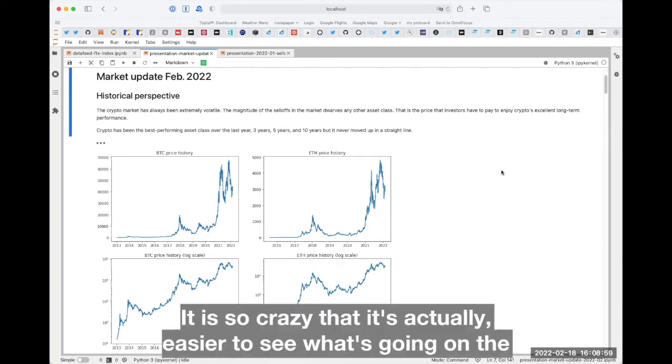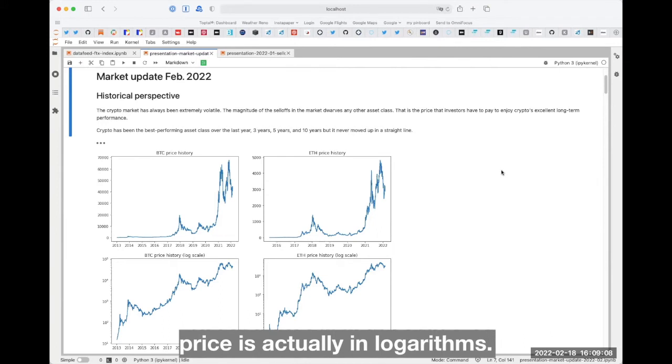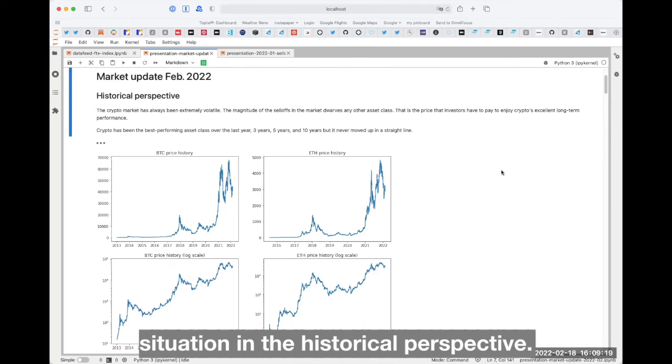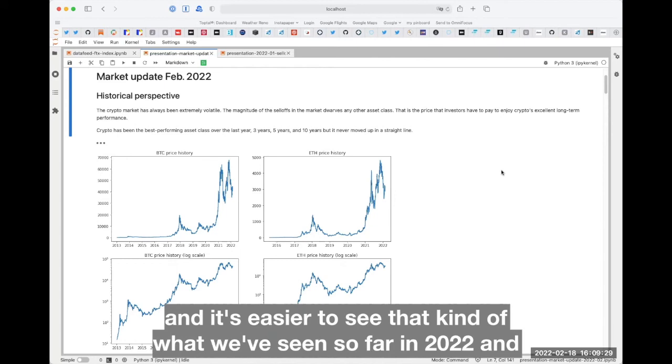It is so crazy that it's actually easier to see what's going on on the logarithmic scale. So at the bottom of the chart, there's the price history where the price is actually in logarithms. So every tick goes up 10 times. And that helps you understand a little bit the current situation in the historical perspective, because the amount of the downward move is comparable to the history on the logarithmic chart.